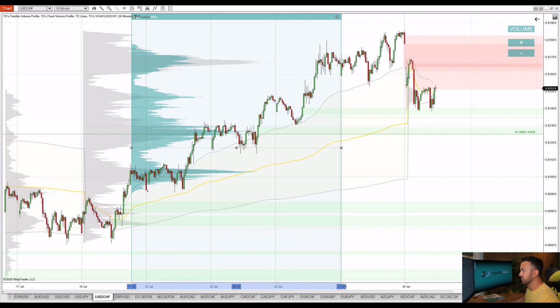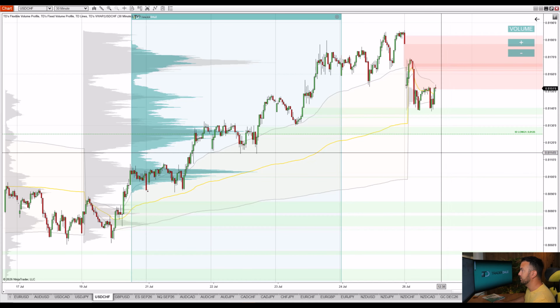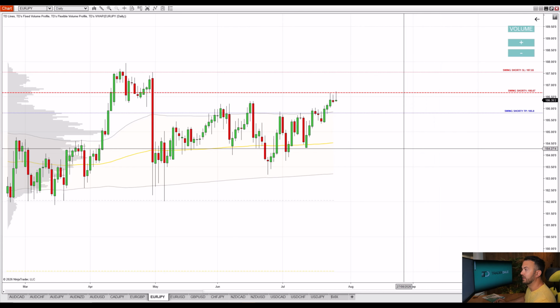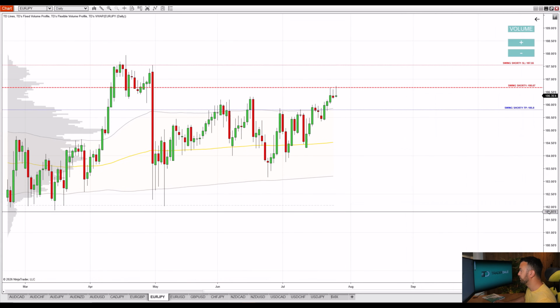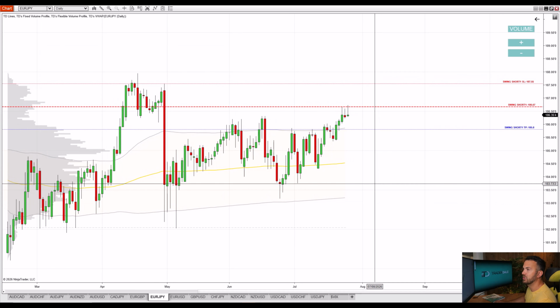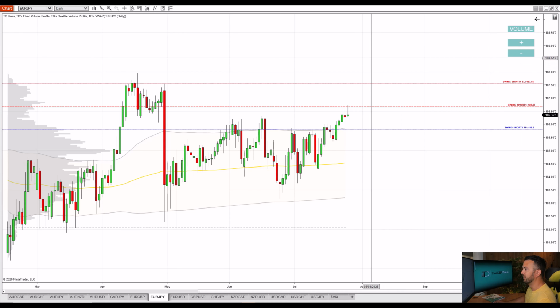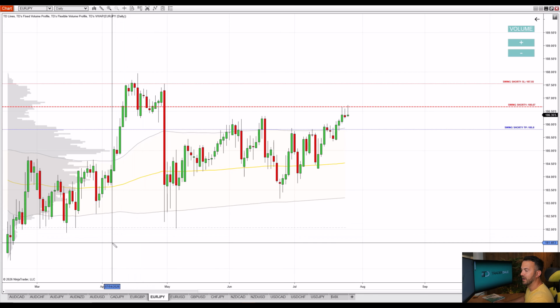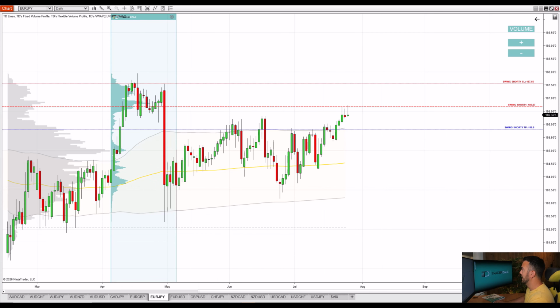Let's now move on to a swing trading layout, because the next trade that I want to show you is on the daily chart, which means we'll be talking about swing trades. And it is on the daily chart of the Euro Japanese yen. There's a level which I've been waiting for some time now. And let me show you.